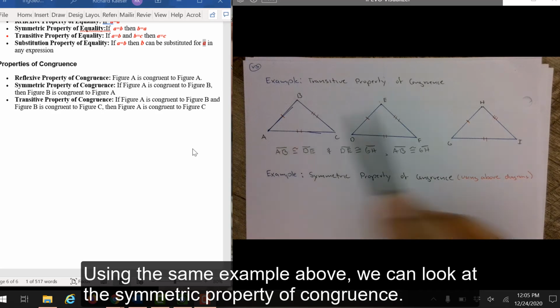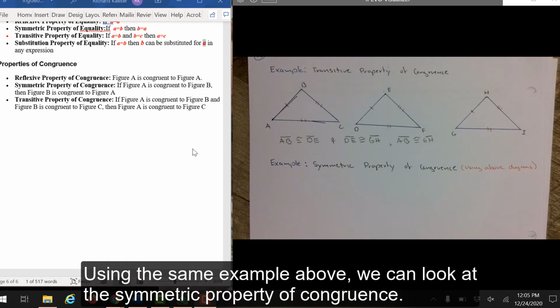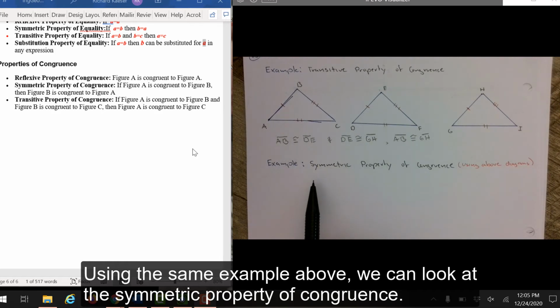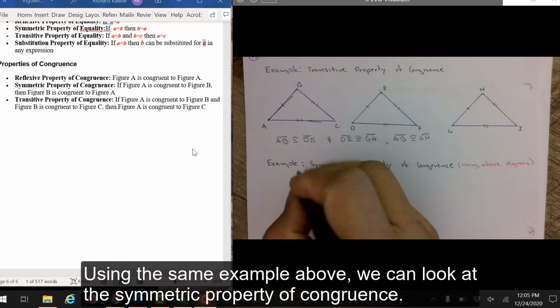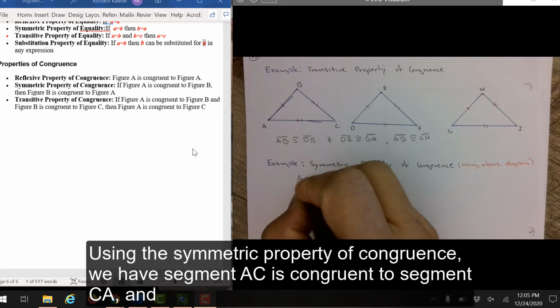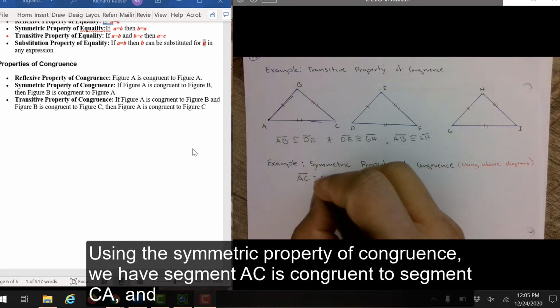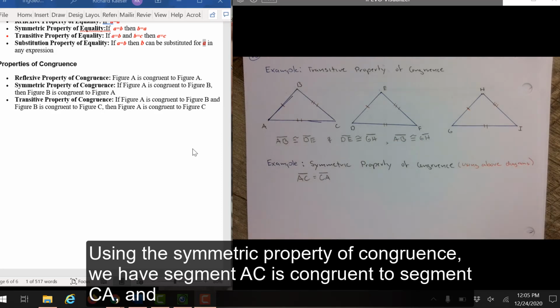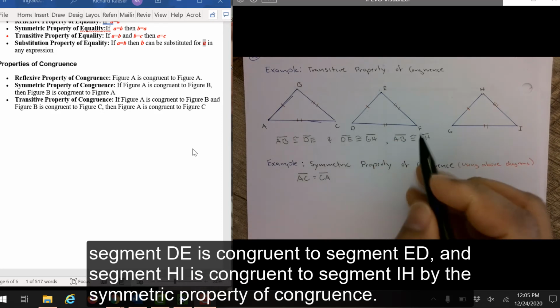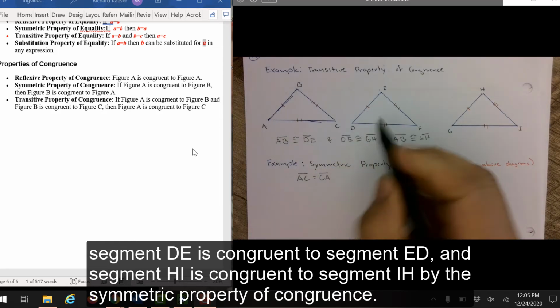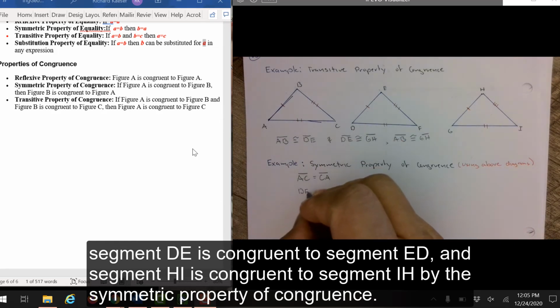Using the same example above, we can look at the symmetric property of congruence. Using the symmetric property of congruence, we have segment AC is congruent to segment CA, segment DE is congruent to segment ED, and segment HI is congruent to segment IH by the symmetric property of congruence.